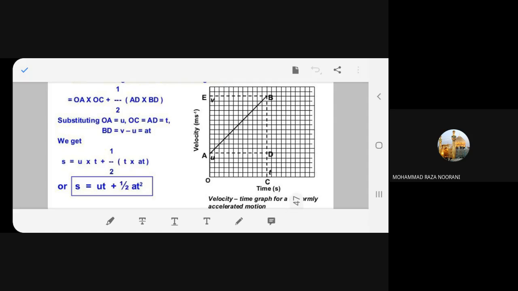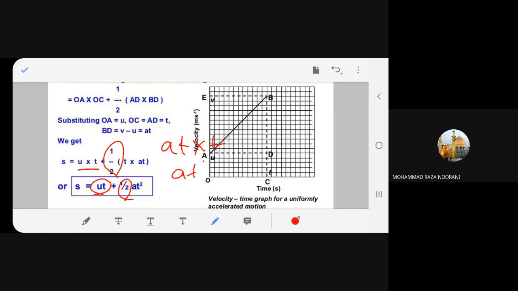Now how will it be? See. Now what is u into t? Ut. Right? Half, I write half over here. And at into t. What is at into t? It is at square. So I got half at square, and so we got the formula. The second equation of motion is S is equal to ut plus half at square.